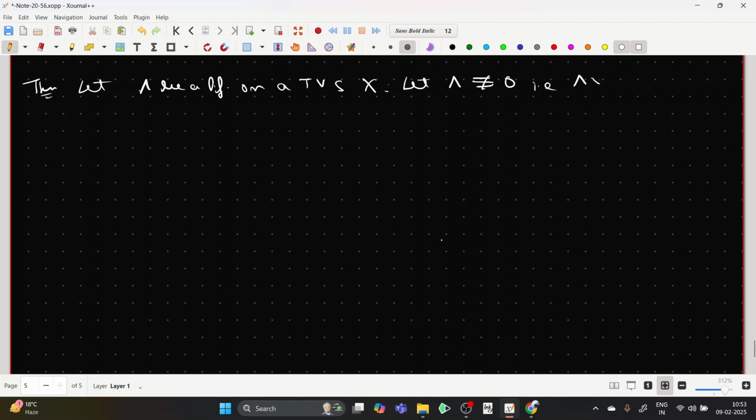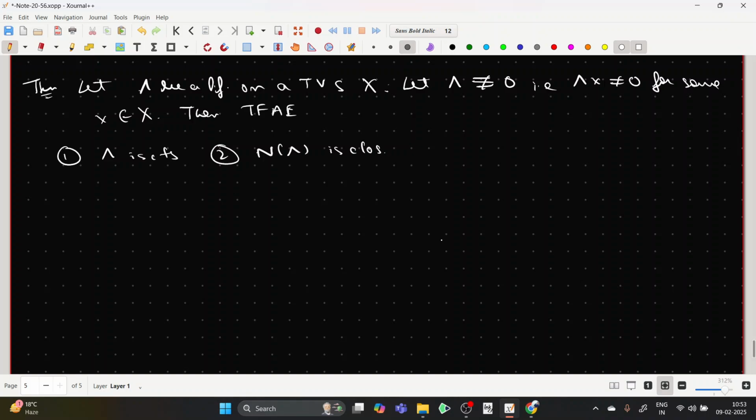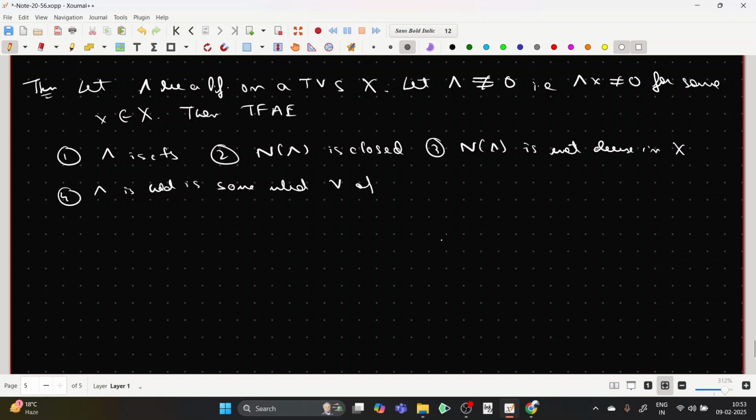What do I mean by this? That is, lambda x is non-zero for at least some x in X. Then the following are equivalent. What are these? Number 1, lambda is continuous. Number 2, the null space of lambda is closed. Number 3, the null space of lambda is not dense in X, and number 4 is that lambda is bounded in some neighborhood V of the origin.